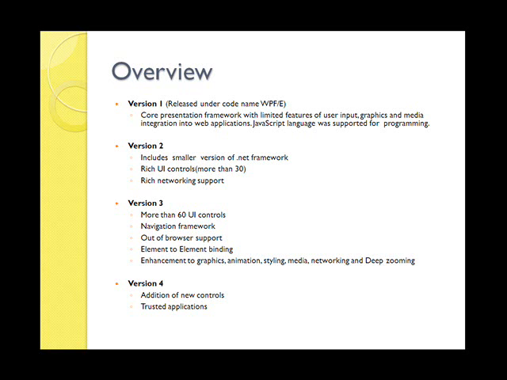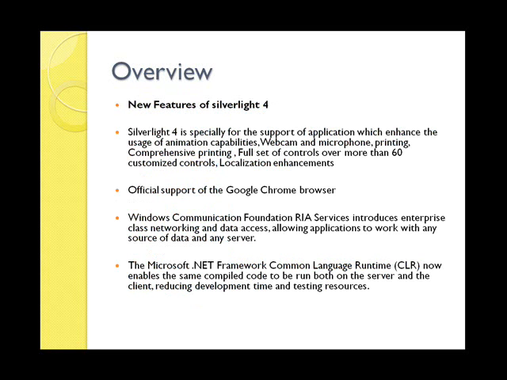The new features of version 4 are the addition of new controls and trusted application. These are some of the features of Silverlight 4. Silverlight 4 is specially for supporting applications which enhance the usage of animation capabilities, webcam and microphone, comprehensive printing, and a full set of more than 60 customized controls, with localization enhancement. So with the help of Silverlight 4, once you install the Silverlight 4 toolkit, it gives you a very rich set of controls which helps you to develop your web application. Till now Silverlight applications supported Google Chrome, but officially Microsoft introduced it with Silverlight 4.